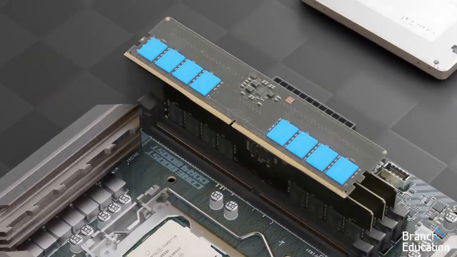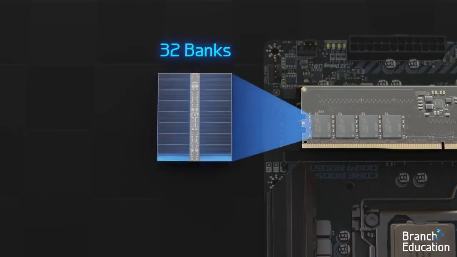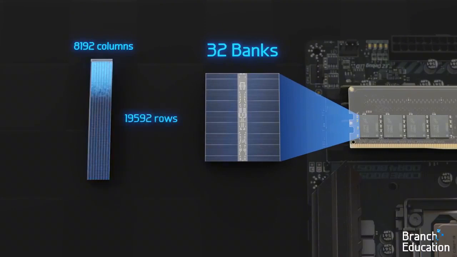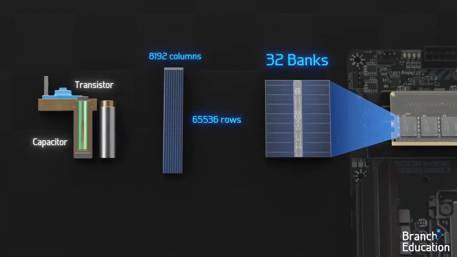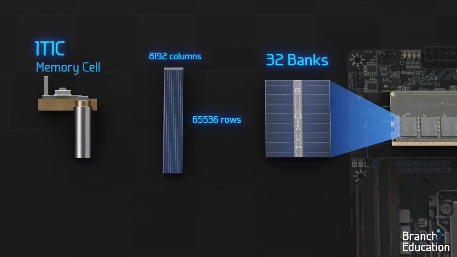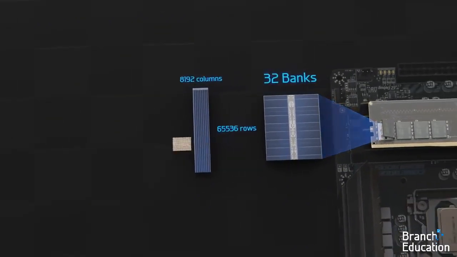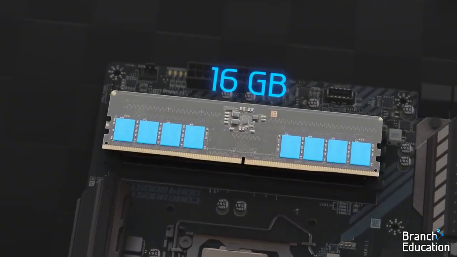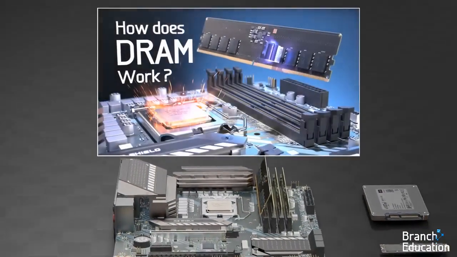Inside each of these 8 DRAM chips is an integrated circuit composed of 32 memory banks, each 8,192 columns wide by 65,536 rows tall. The DRAM temporarily stores data using capacitors and transistors called 1T 1C memory cells in 2D arrays that look like this. Data can be accessed within nanoseconds. However, among these 8 chips, only 16 gigabytes of data can be temporarily stored. Take a look at our 35-minute video on DRAM.